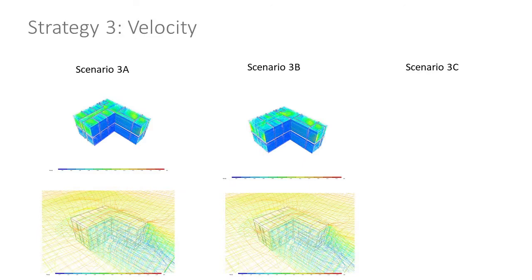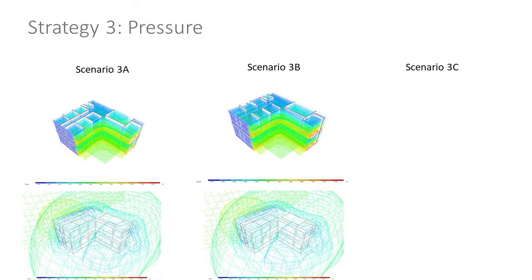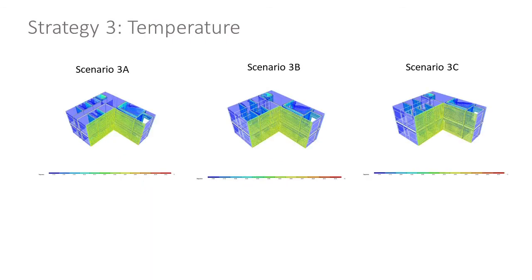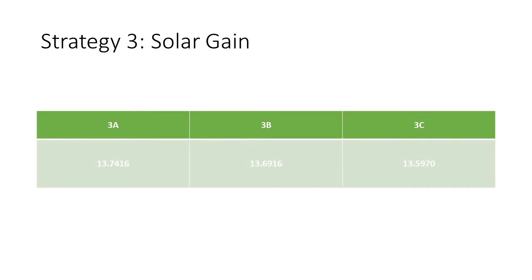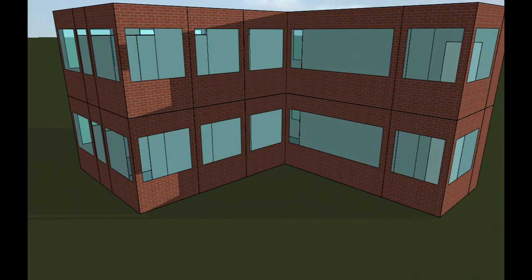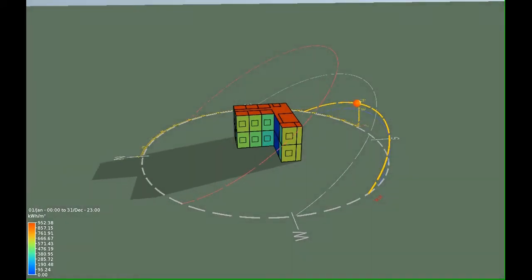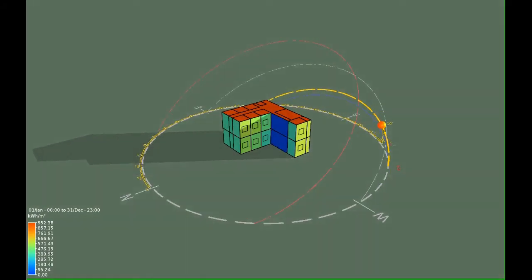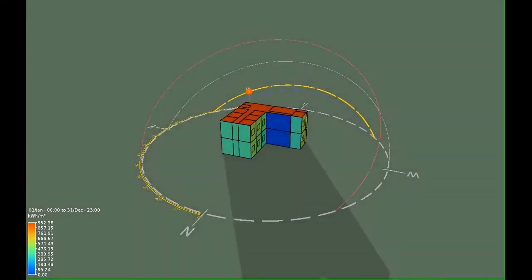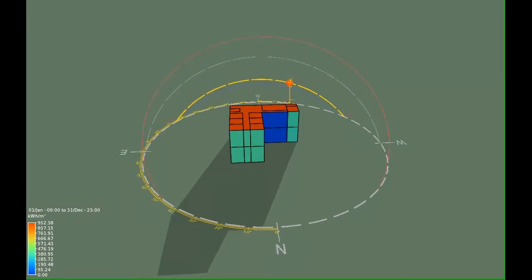We also noticed that there was a change in the velocity and pressure between scenario 1 and scenario 2. The maximum velocity slightly increased from 0.13 meters per second to 0.15 meters per second. As for the pressure, the difference of the range decreased. The temperature remained unchanged between the scenarios, but we did notice that it became slightly warmer compared to strategy 1 and strategy 2. Also noticeable is that with the increase of the void, the solar gain dropped with each scenario running.